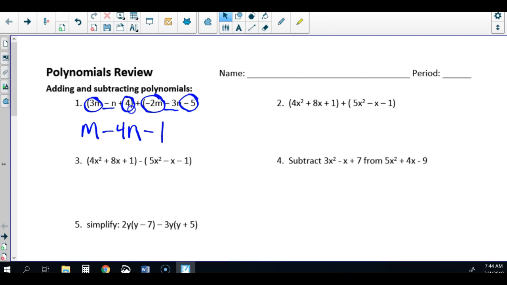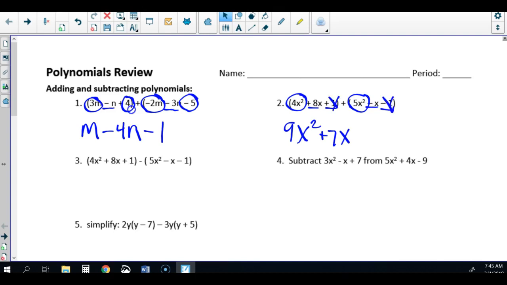Another one, we have x, number 2. X squared and x are not like terms. Even though they have the same variable, there's a squared on the first one, the first power on the 8x here. Those are not like terms. So we can only combine the 4x squared and the 5x squared, which is 9x squared. The 8x and minus x combined to give me plus 7x. And then plus 1 minus 1 cancel out, and we're left with just what we have there, 9x squared plus 7x.